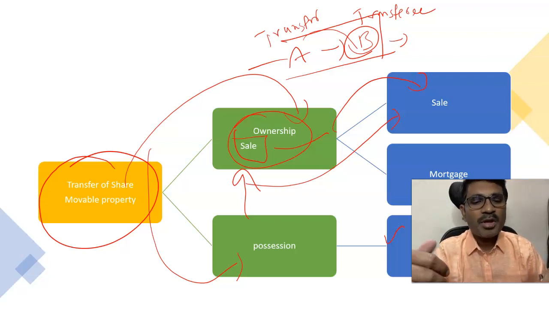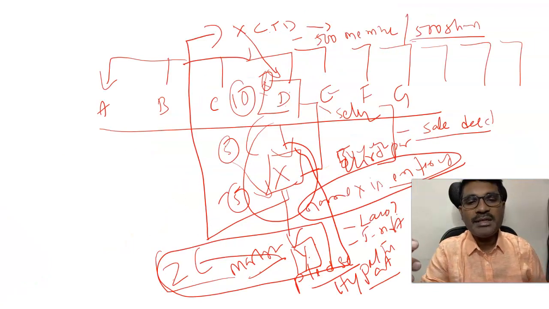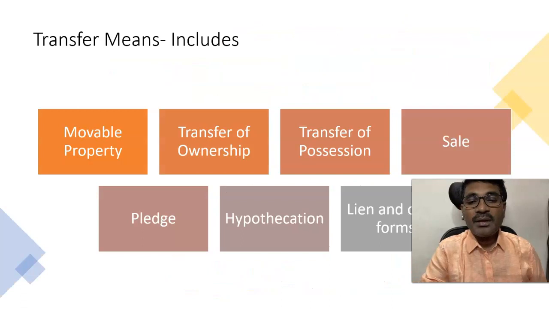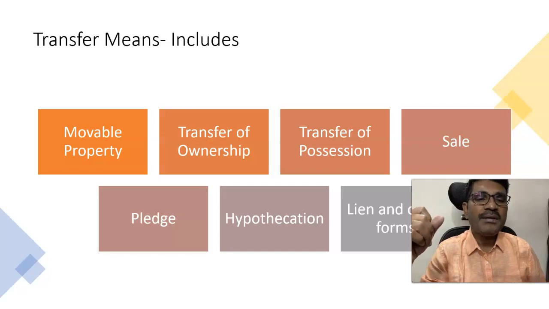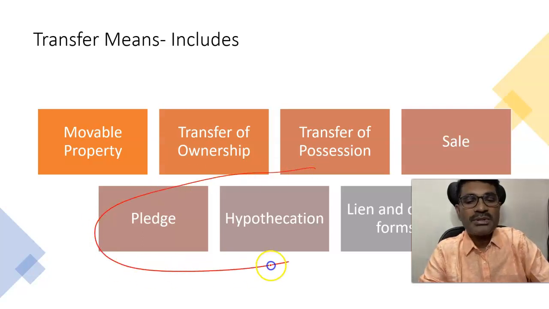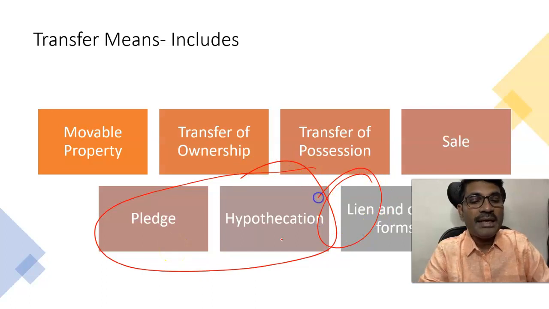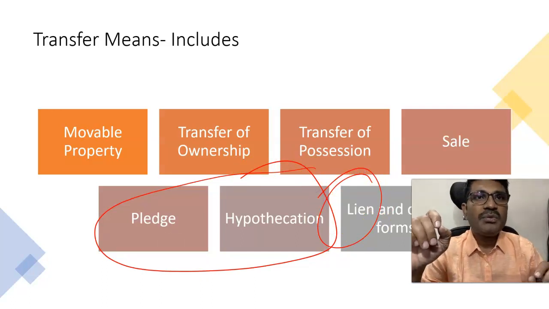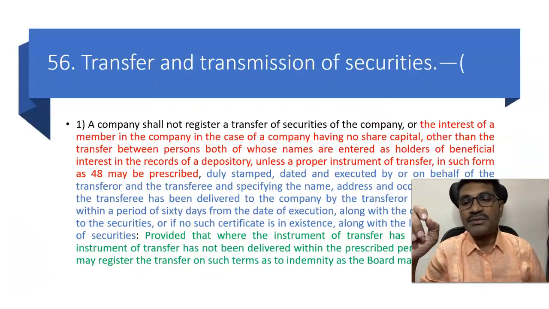Now let us see the provisions of the Companies Act. To make it very simple, I will come back to the flowchart again. When movable properties are being transferred, in the legal analysis there are two very debatable concepts that cover the complete practice of law: transfer of possession and transfer of ownership. You have examples of pledge, hypothecation and lien. These are legal concepts you find very frequently in transfers.